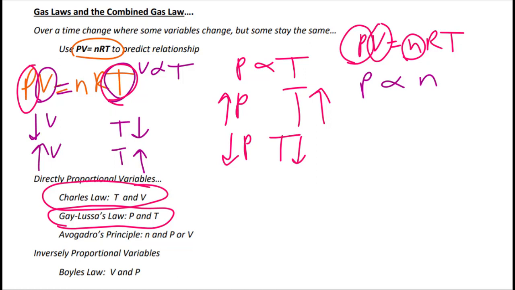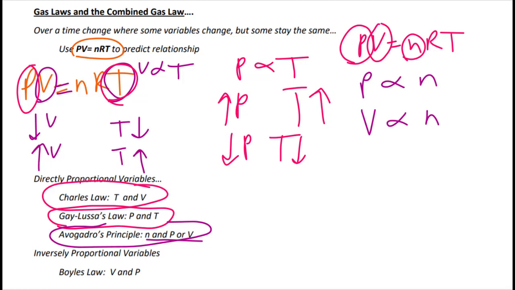So as one increases, the other increases. As one decreases, the other decreases. And same with volume: volume is directly proportional to moles. As moles increase, volume increases. As moles decrease, volume decreases. And that is our Avogadro's principle, n being directly proportional to pressure and volume.